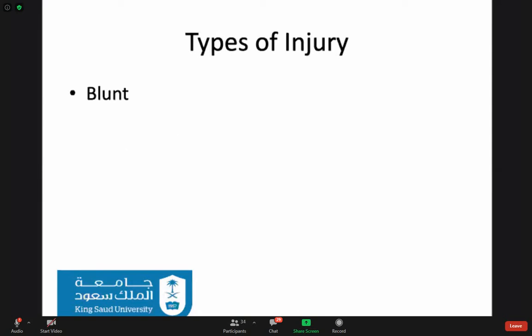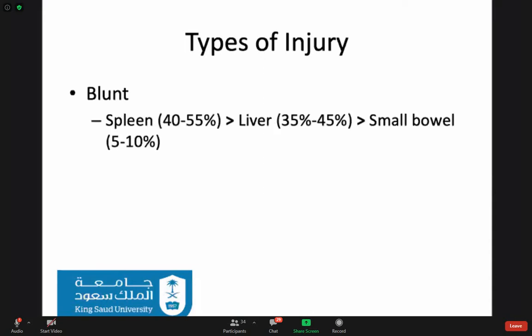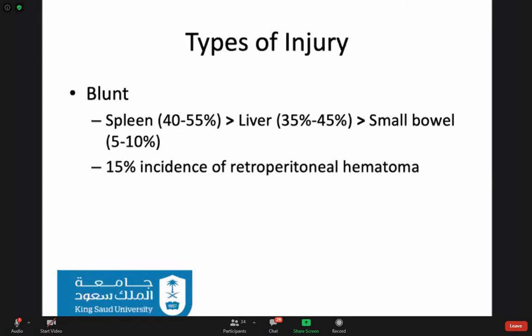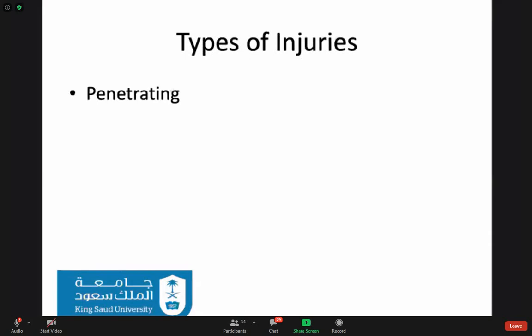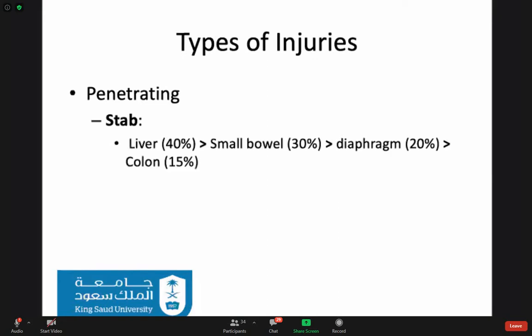So blunt, the most common injured organ? Spleen and liver. Spleen and liver, yes. So the spleen is the most commonly injured organ in blunt abdominal trauma, followed by liver and then the small bowel. There's a 15% incidence of a retroperitoneal hematoma, just for your information. Tayyib, in terms of penetrating injuries, we have stab wounds, which involves the liver. So blunt, the spleen is the most common.